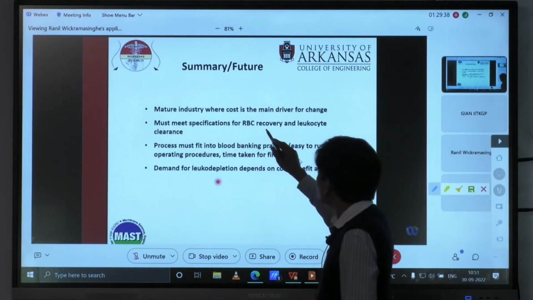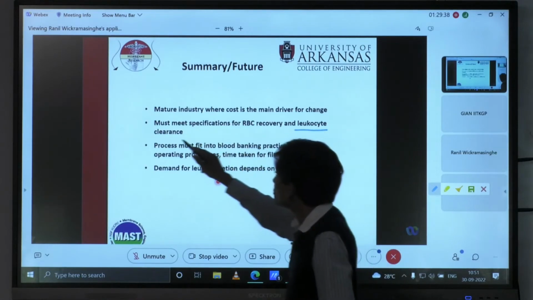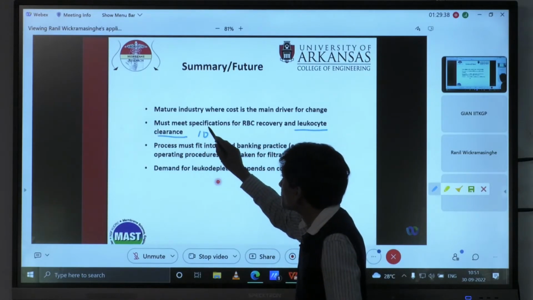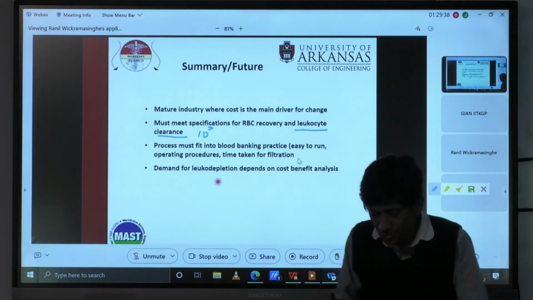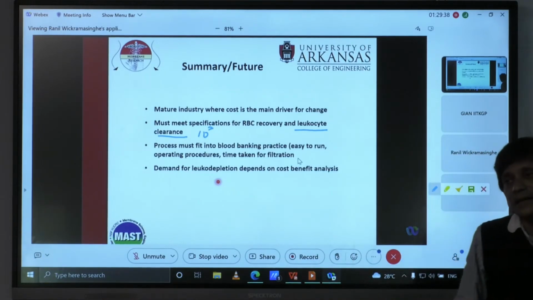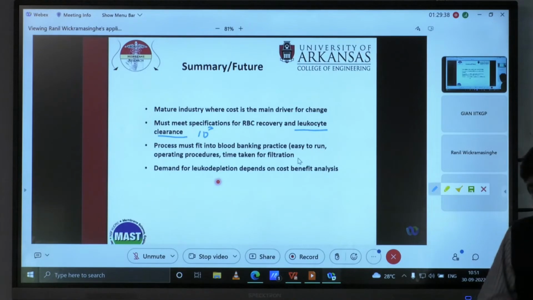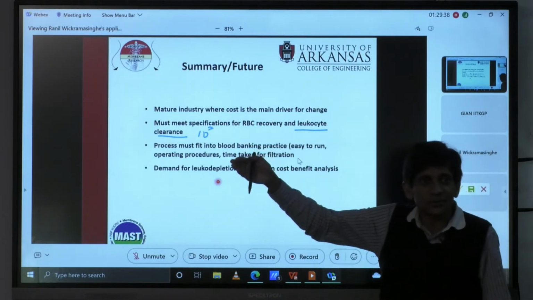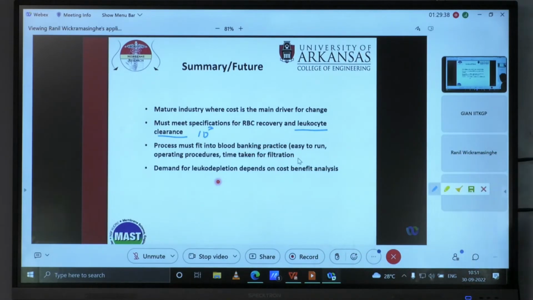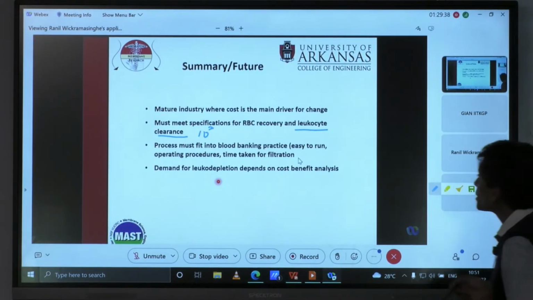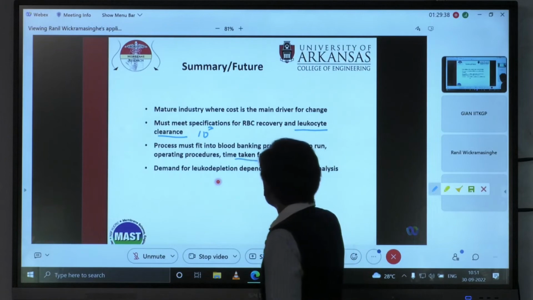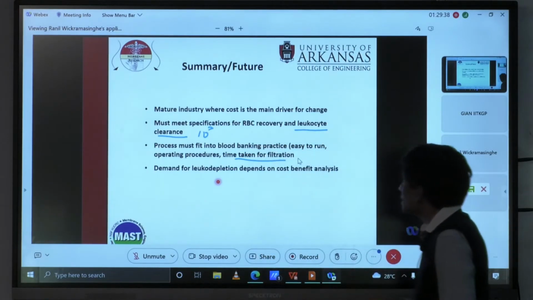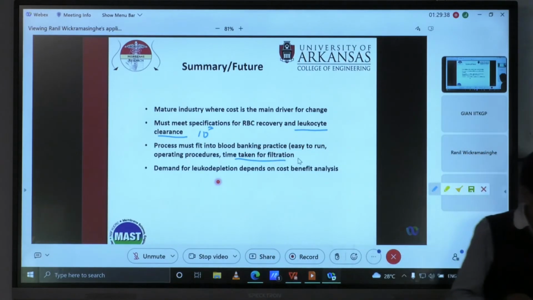It must meet specifications for red blood cell recovery and leukocyte clearance. This is typically 10 to the 3 leukocytes you have to remove, and you're going to recover at least 95% of red blood cells. Otherwise, there's no point. The process must fit into blood banking practice, as I said. I showed you how you're hanging these up and going on. If you come up with a process that requires somebody to watch this for 10 minutes, it'll never work. And then you want easy to run, operating procedure, time taken for filtration. These are all important.